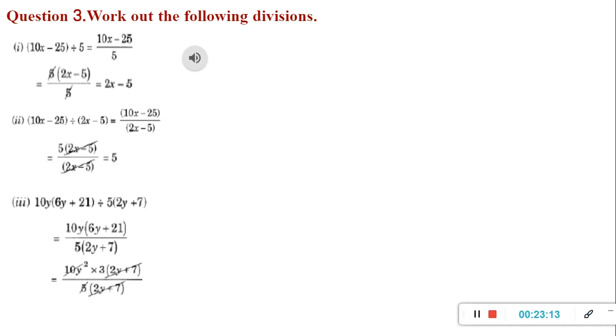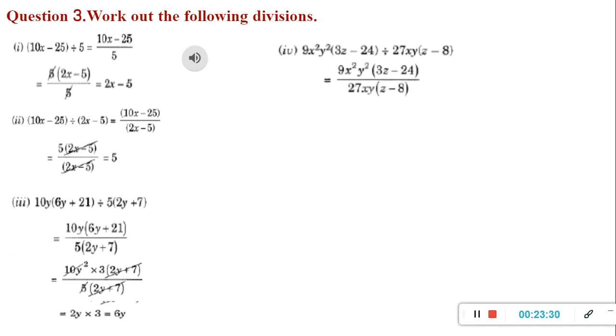So like this. 10y into 3 into 2y plus 7. So 2y plus 7 and 2y plus 7 will cancel. 5 in 10, 2 times. So what is left out there? 2 into y into 3 means 2y into 3. That is equal to 6y. Clear? Fourth one. 9x square y square into 3z minus 24 divided by 27xy into z minus 8.